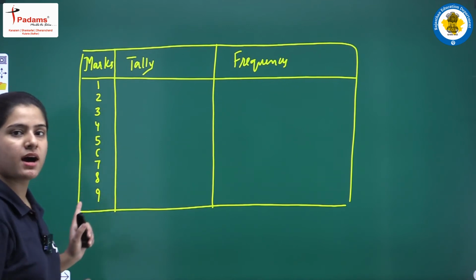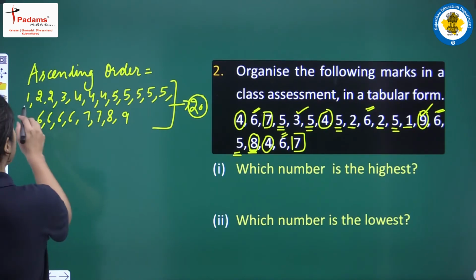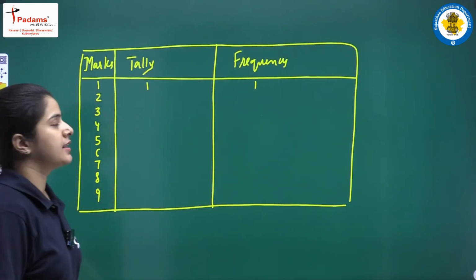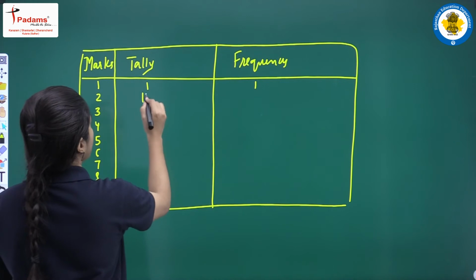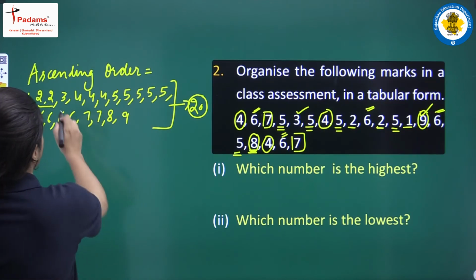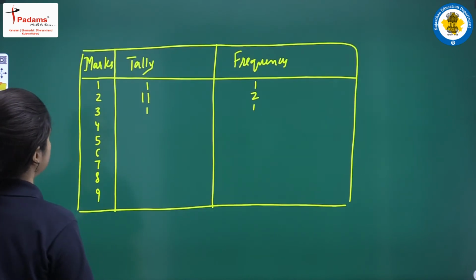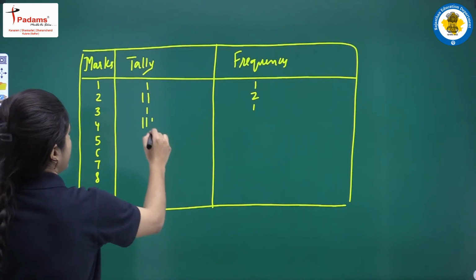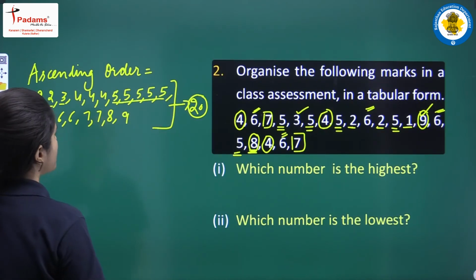I have written the marks in ascending order, right students? Now tell me how many times 1 is coming. 1 is coming just 1 time, so the tally for this is 1 and the frequency is also 1. Now 2. 2 is coming 2 times, so the tally for 2 is 2 and the frequency is 2. Now 3. 3 is coming only 1 time, so 1 and 1. 4 is coming thrice, 1, 2, 3. Now 5. 5 is coming 5 times. So students, about 5.